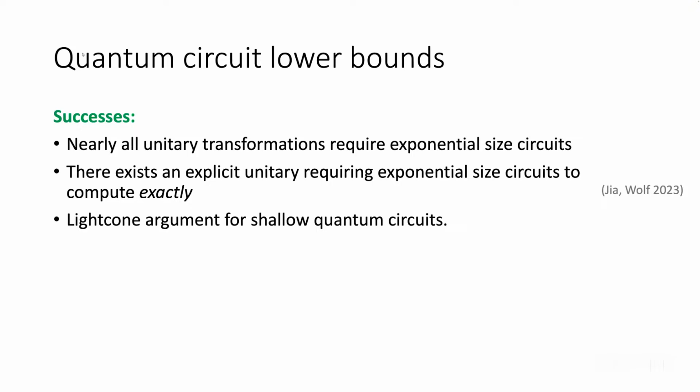So it's not a robust statement, meaning that for all we know, if you want to approximately compute this particular explicit unitary, maybe there's a polynomial size circuit. In fact, I think for this specific unitary, that's known.